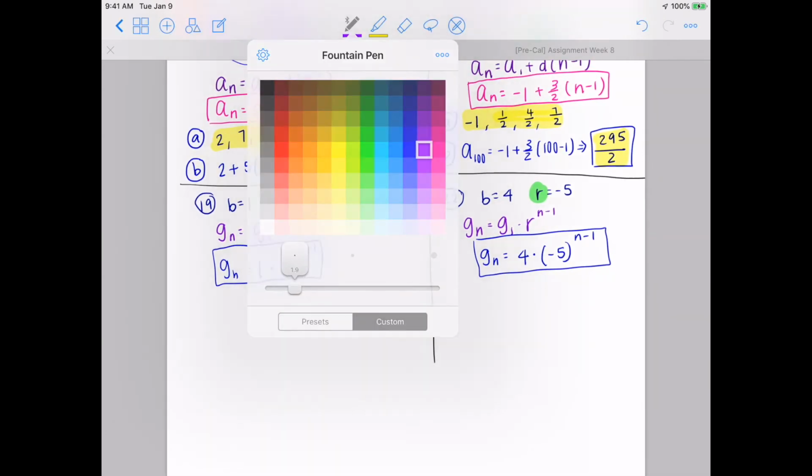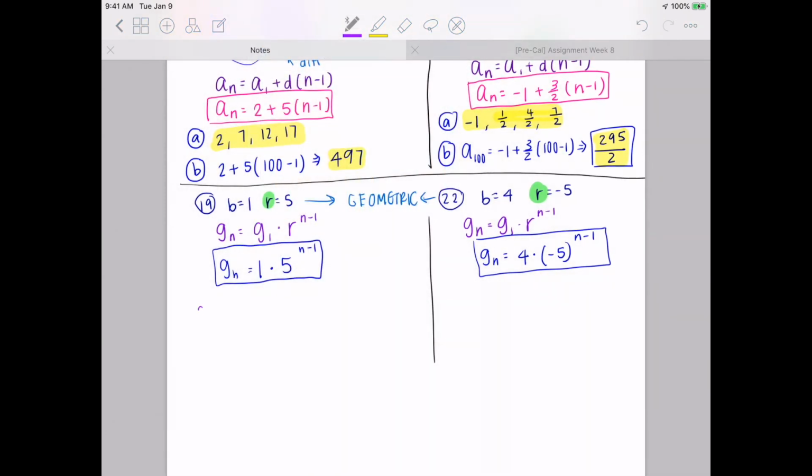Okay? And then our part A and part B. Part A, the first term is 1. Second term, we gotta multiply by 5, which is we get 5. Multiply another 5, we get 25. Multiply another 5, we get 125. And dot dot dot. Okay, over here to the right side, 4 is my first term.